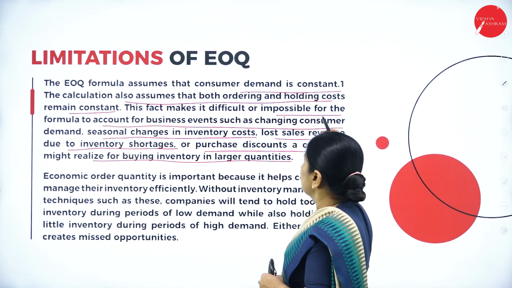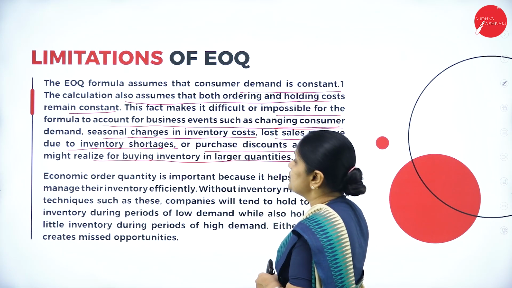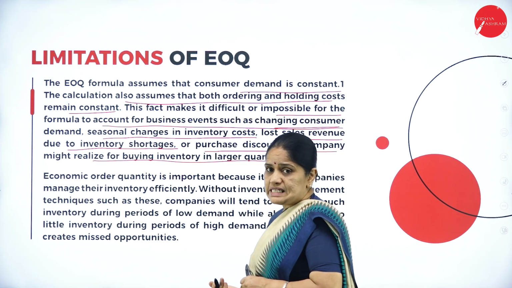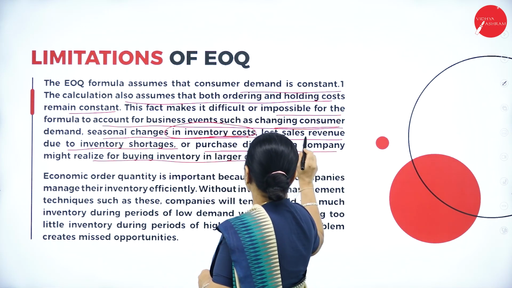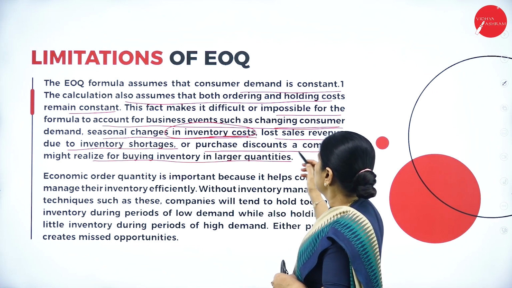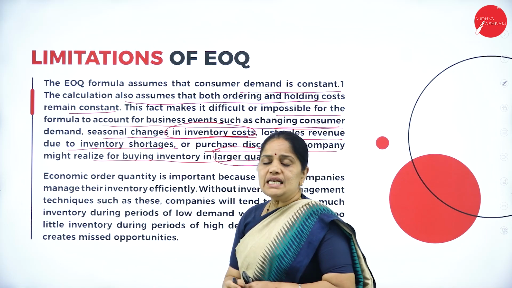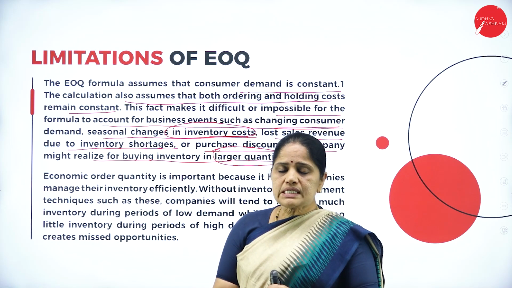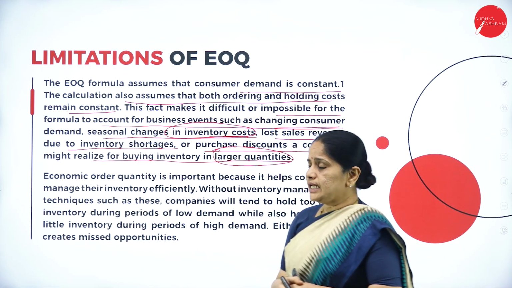Now, it makes it difficult or impossible for the formula to calculate for business costs such as the changing consumer demand. If there is a change in the consumer demand, then how do we place the order? That we cannot do here. Then seasonal changes in inventory cost, then lost sales revenue due to inventory shortage or purchase discounts the company might realize for inventory purchase in large quantities. Suppose the inventory is purchased in large quantities, so those discounts cannot be availed by the company if it is ordering as per the EOQ.